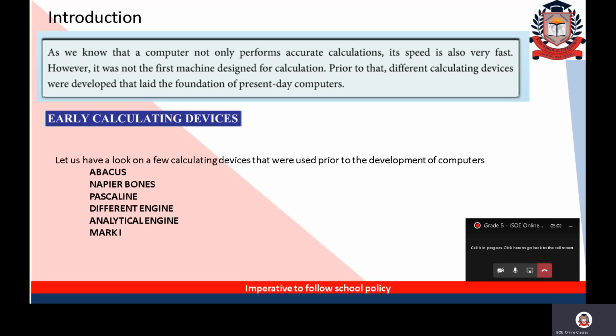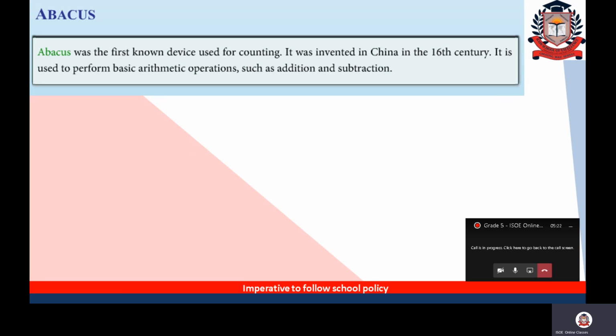Let us look at a few calculating devices that were used prior to the development of computers. What are those? Abacus, Napier bones, Pascaline, difference engine, analytical engine and Mark I. Let's go through them one by one.